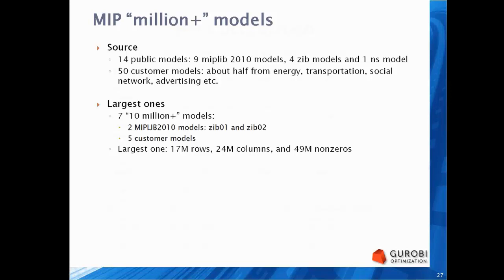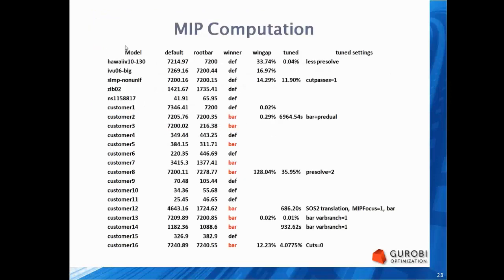And here are the results. The first column, as usual, is the model. Second, default. Default means using dual simplex to solve the root relaxation. Root bar means using barrier to solve the root relaxation with crossover. We always need crossover, so that we can warm start later solutions. And then the winner: for the Hawaii model, default hit the time limit, root bar hit the time limit, so we use the gap to compare. And here the gap using dual is faster, the smaller gap.